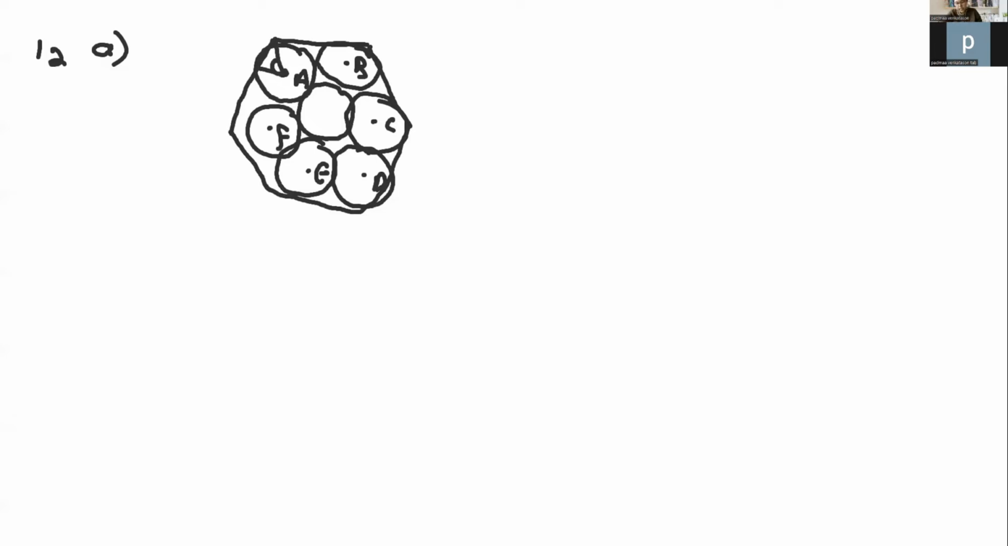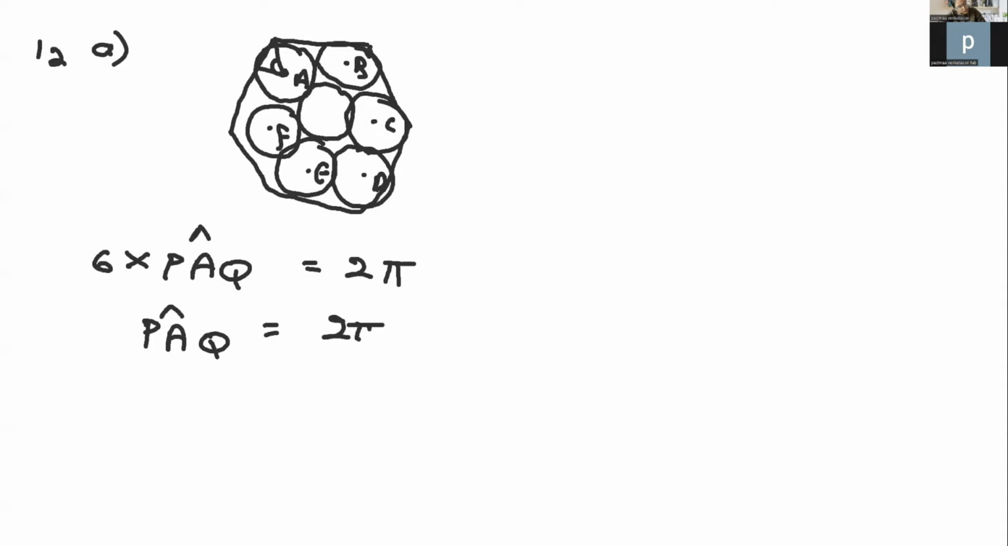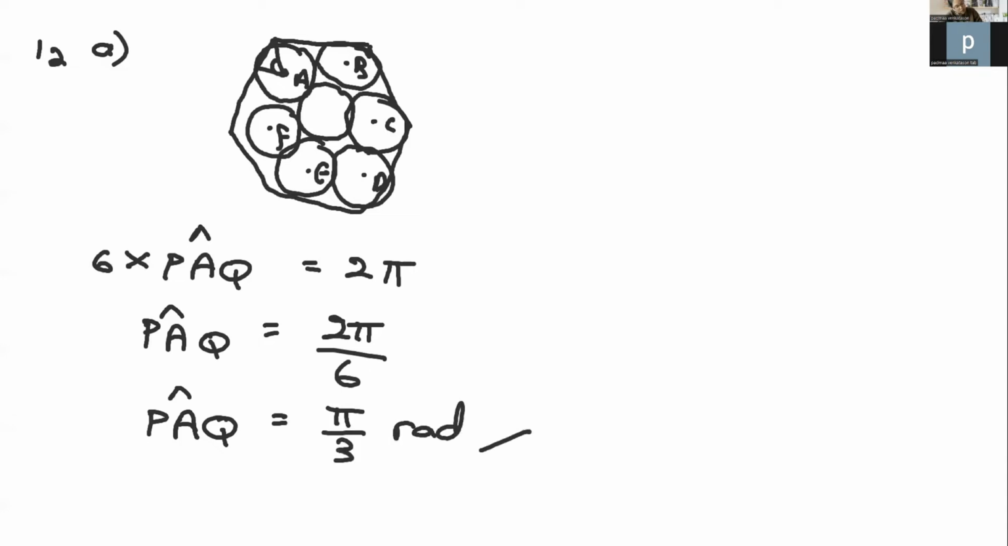So here we can say 6 multiplied by PAQ is equal to 2 pi. In order to get PAQ, it's 2 pi over 6. Therefore PAQ is pi over 3. Because they ask us to show, we say pi over 3 radian, shown.